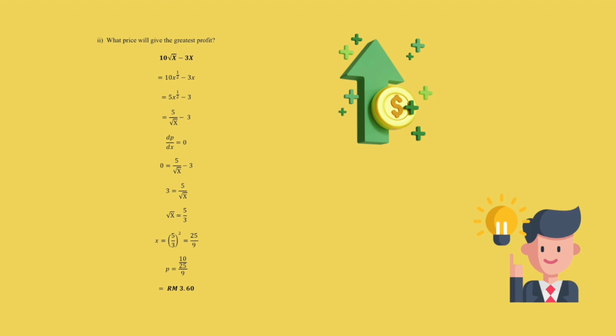And we get the price P equals 10 over the square root of 25 over 9. We get the price of RM 3.60 Malaysian ringgit. Thank you.